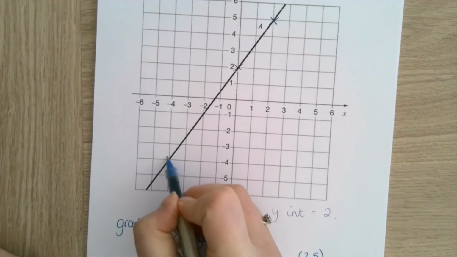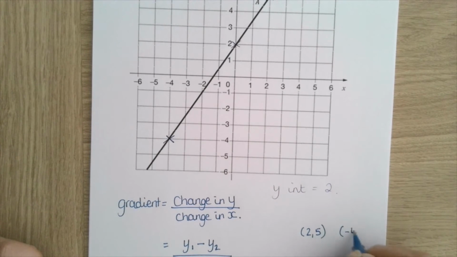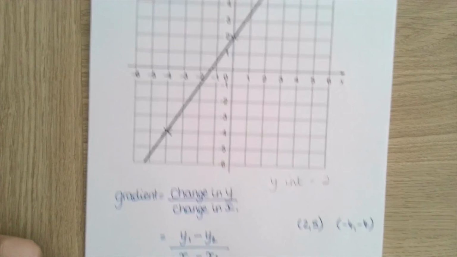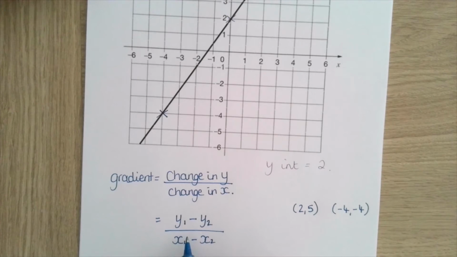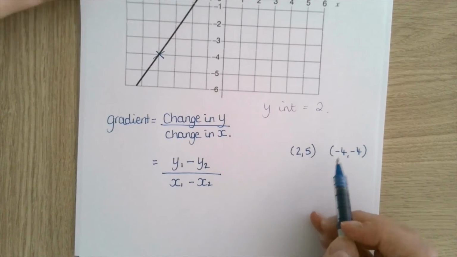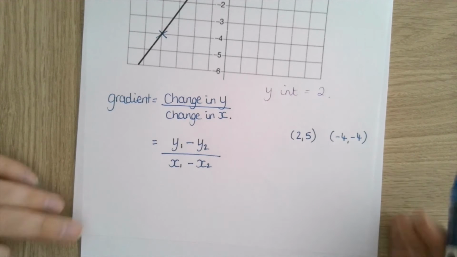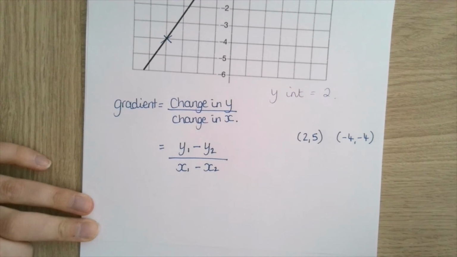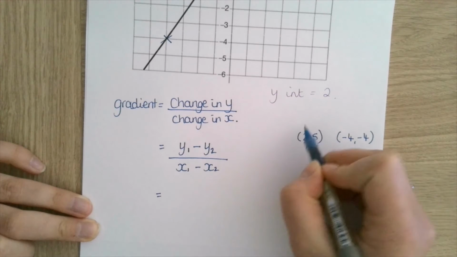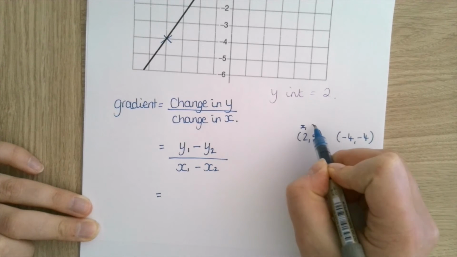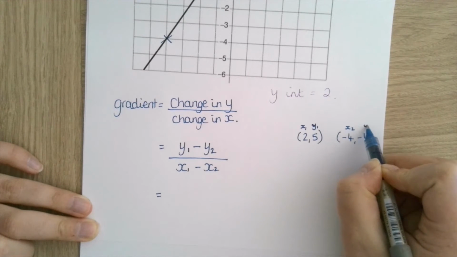Let's go for minus 4, minus 4. So, what I'm going to do to find the gradient, I've got the two coordinates. It doesn't matter which one's y1 and which one's y2. I'm going to just go with this. So I'm just going to label x1 and y1, x2 and y2.